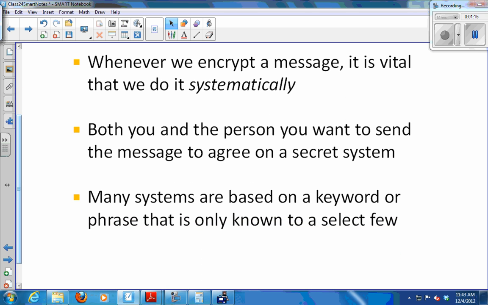Whenever we encrypt a message, it's vital that we do it systematically. Both you and the person you're sending it to have to agree on a secret system. Many systems are based on a keyword or a phrase that's known only to the people exchanging information.